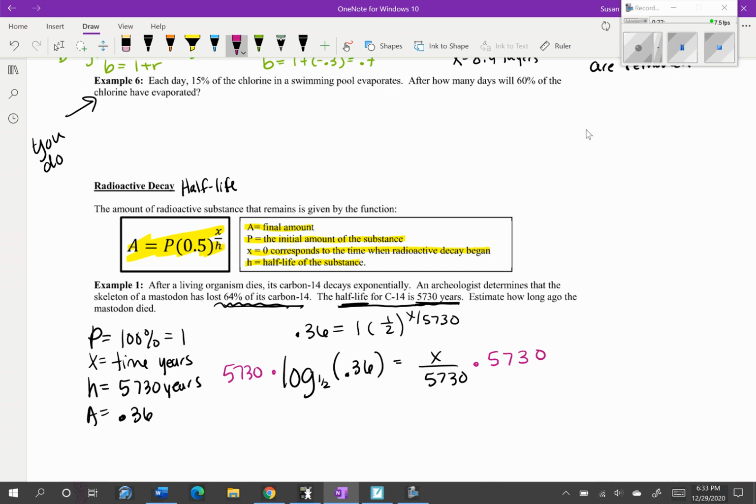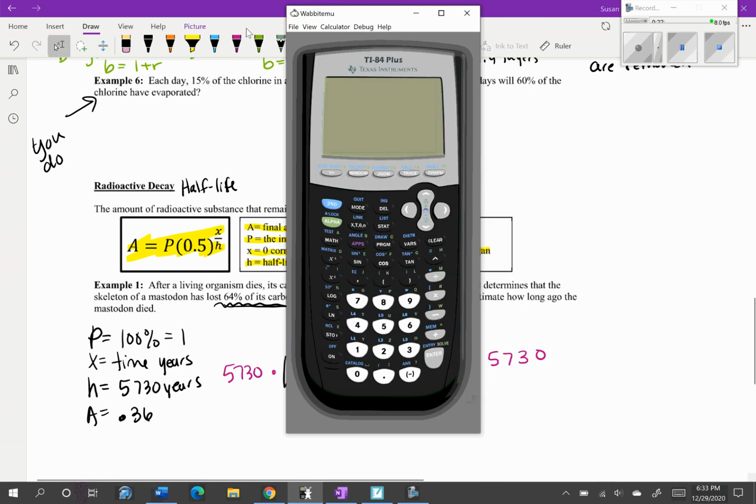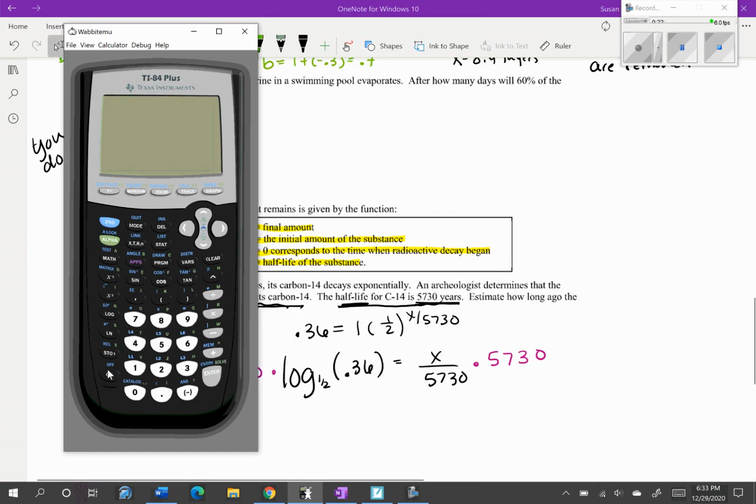And so when we plug this into our calculator, we get math, log base. You can either write 1/2 or 0.5, it doesn't matter if you use a decimal. So 0.36 times 5,730. So that means the mastodon died 8,445.6 years ago.